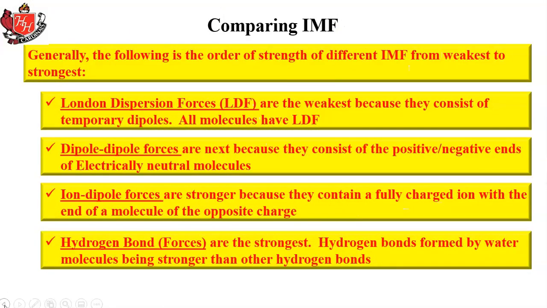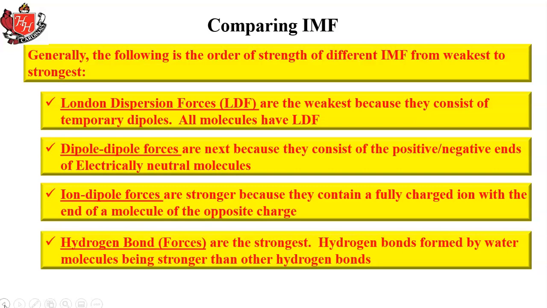So let's compare the intermolecular forces here. Generally, the following is the order of strength of different intermolecular forces from weakest to strongest. London dispersion forces are generally considered the weakest because they consist of temporary dipoles. All molecules have London dispersion forces, even polar molecules, even hydrogen bonding molecules, but they're so weak that they don't play an important role in the bonding of those molecules.